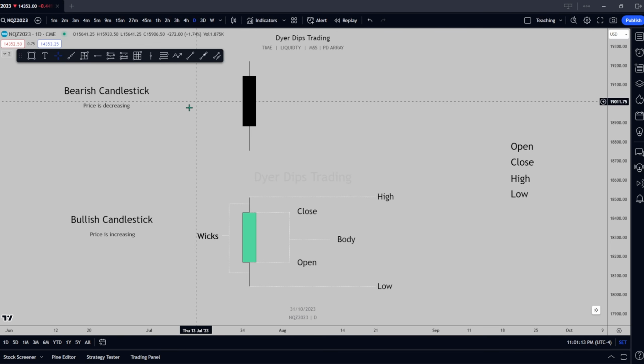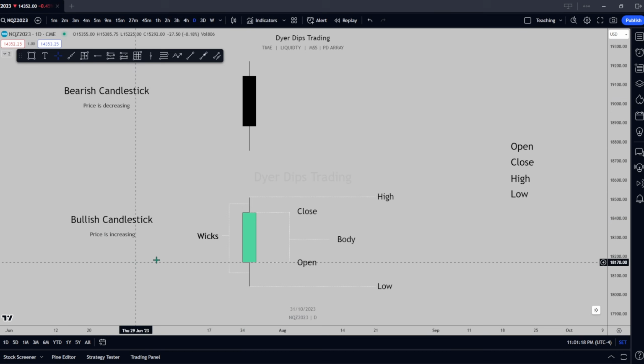And once again, this black candle means that price is decreasing, whereas this green candle means price is increasing. So that means the value of the asset that you are trading is going down. So with that being said, these 4 data points are all on this candlestick the same that they are on this candlestick. However, they are not all in the same location.